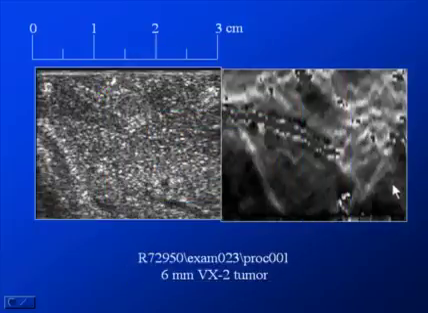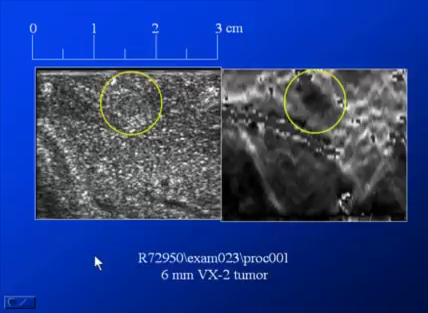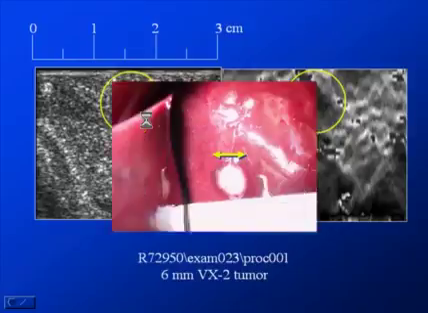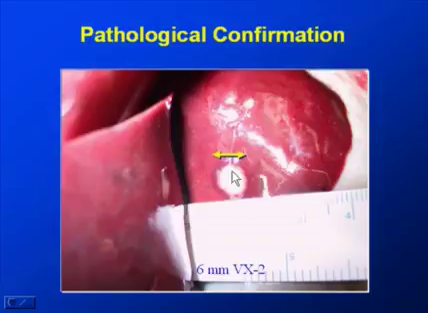Here's an example of a rabbit with a 6mm VX2 tumor. The sonogram is on your left and the elastogram is on its right. And what you really see here is the lesion and here's the lesion. So the elastogram depicts the lesion significantly more clearly than the corresponding sonogram, which is a very common feature. And here's the pathological confirmation to show that same 6mm lesion.